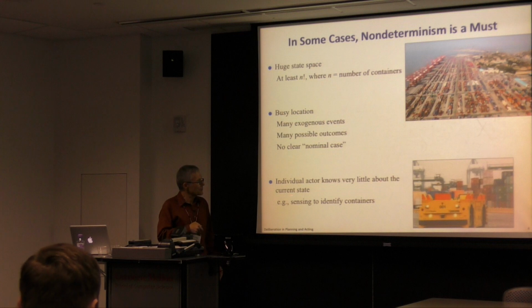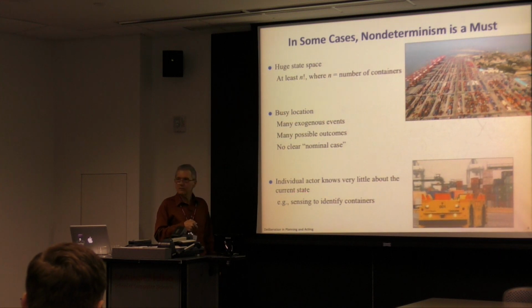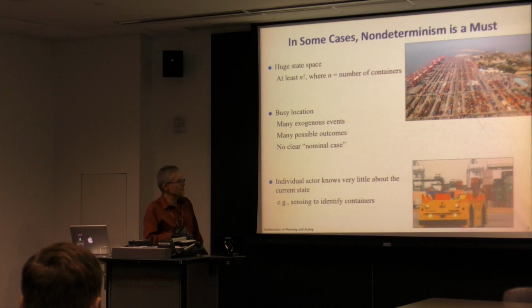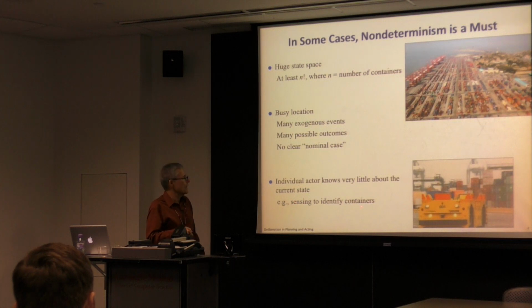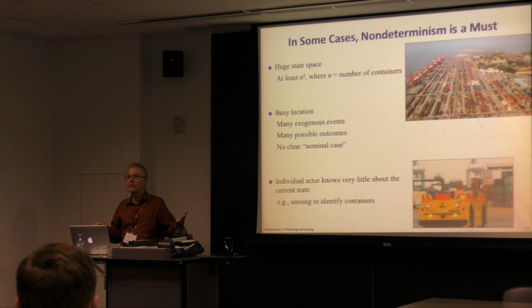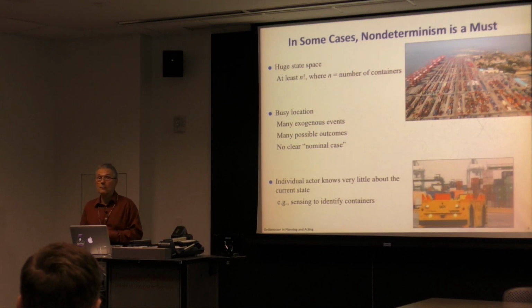An individual actor is going to know very little about the current state. For example, if it's a robot vehicle like this, you might be able to do sensing in order to identify the containers that you're looking at, but you may know very little about what's elsewhere in the harbor. Okay?